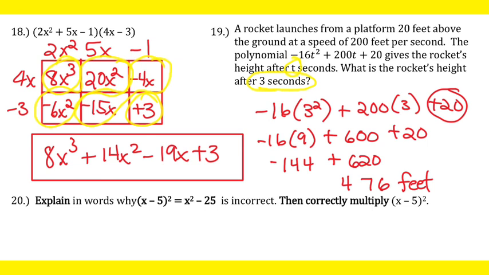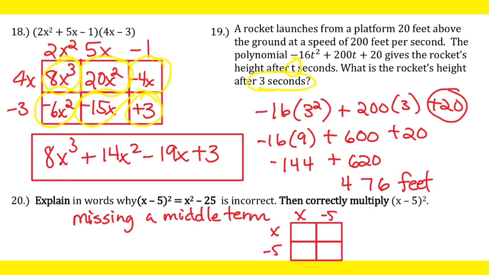And number 20 asks us to explain in words why x minus 5 squared is not x squared minus 25. Because it's not a difference of two squares, right? It's missing a middle term because it's identical twins. And to show it correctly, I'm going to go ahead and use box to show that we get that middle term of negative 10x.